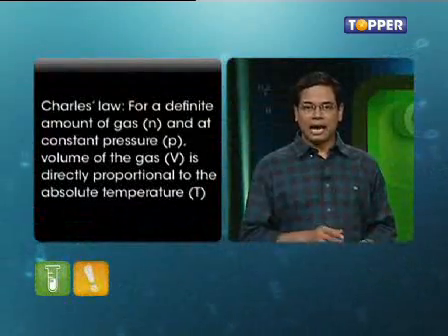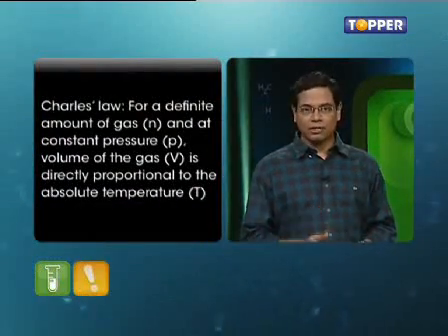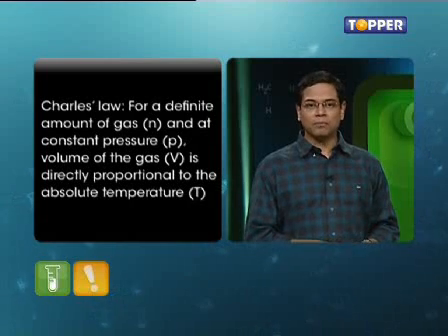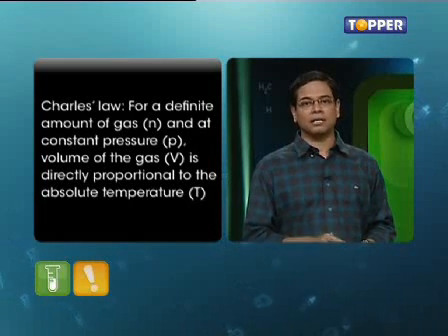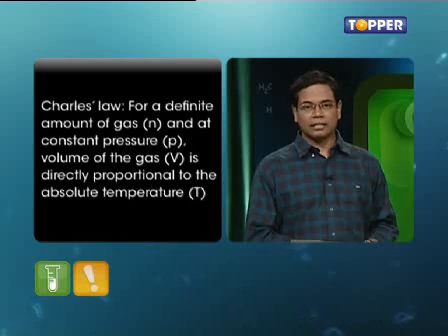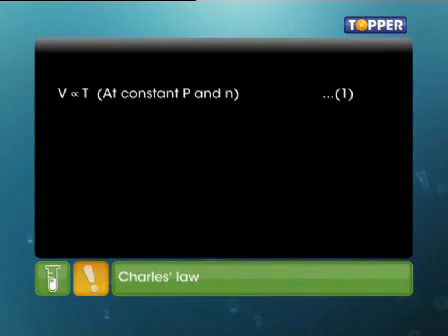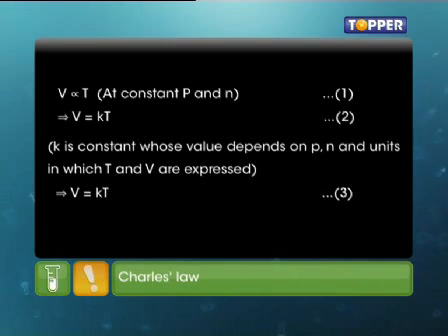Charles' law states that if the pressure and the amount of gas is kept constant, then the volume of the gas is directly proportional to the absolute temperature, that is, temperature in Kelvin. Mathematically, volume is proportional to temperature. Removing the proportionality sign, a constant K is obtained.